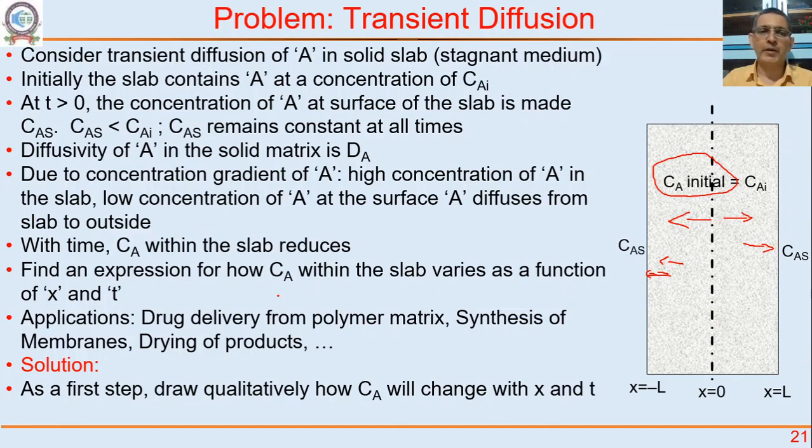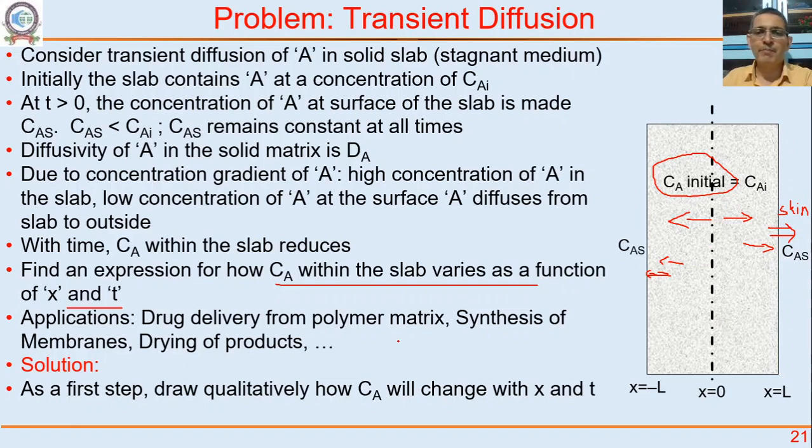Okay, I want you to write an expression for how Ca varies within the slab as a function of x, the distance, and t. What are the applications? Drug delivery from a polymer matrix. Imagine this is the polymer matrix. It's a patch that you keep on the skin. Drug diffuses inside the skin. Your skin is here. Let's say either side, or let's say even one side. So drug diffuses, and as it diffuses, it goes inside the skin. Concentration of the drug inside the patch reduces.